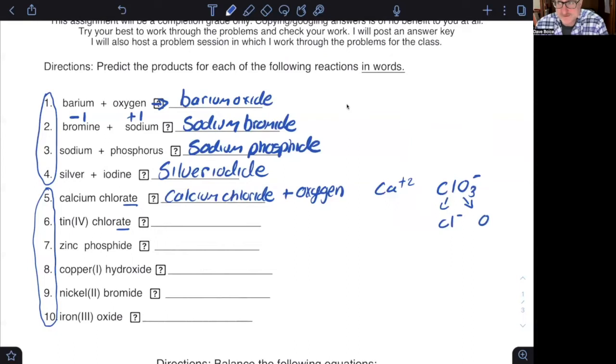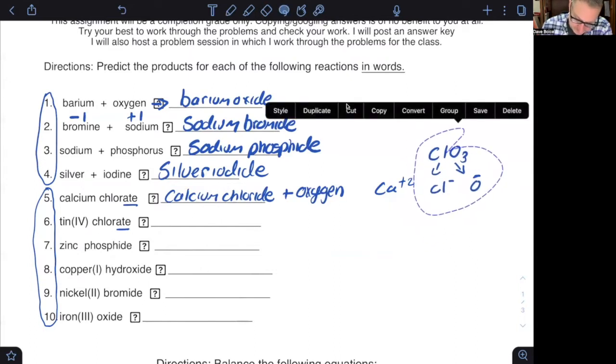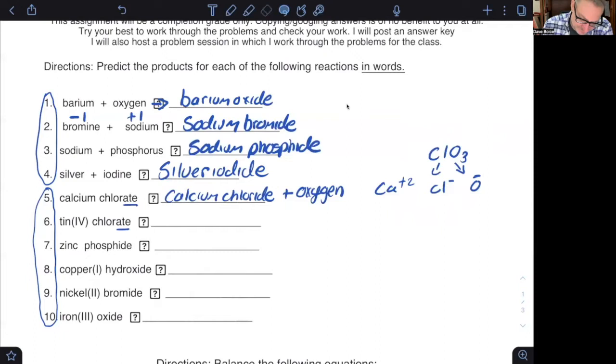And if you were to put that together as a molecular formula, you would do calcium plus the chlorine, right? So we would do our little swap and drop there. And that would be CaCl2. And then the oxygen is diatomic. So when it's on its own, it's always going to be O2. So that's how this would look in a molecular format.